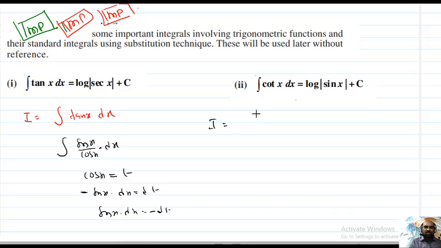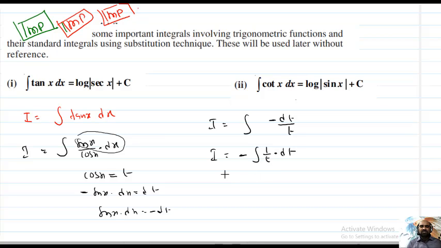Students, I is nothing but now the integral of this. Sin x into dx, what should I write? Minus dt I can write, by cos x is taken as t. Finally, what I got? I equal to minus 1 by t into dt. So I is equal to minus logarithm of mod t plus c. Or sometimes I can write I equal to minus logarithm of cos x plus c. You can remember like this also. Integral of tan x dx means minus log mod cos x plus c.